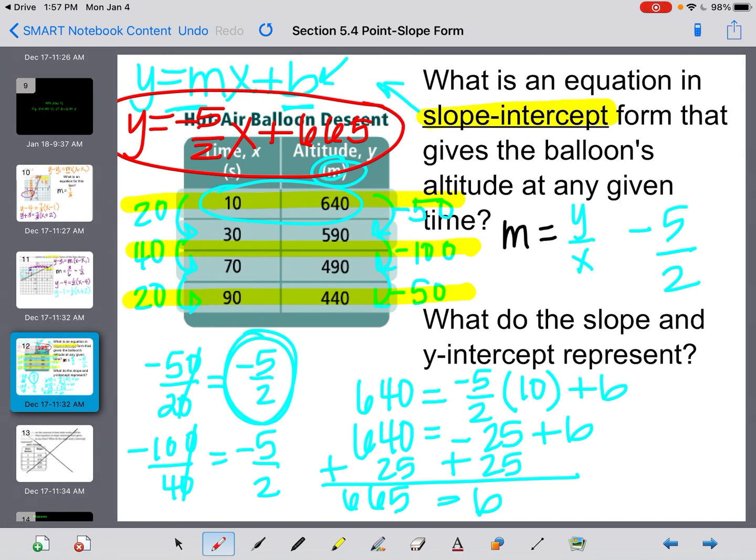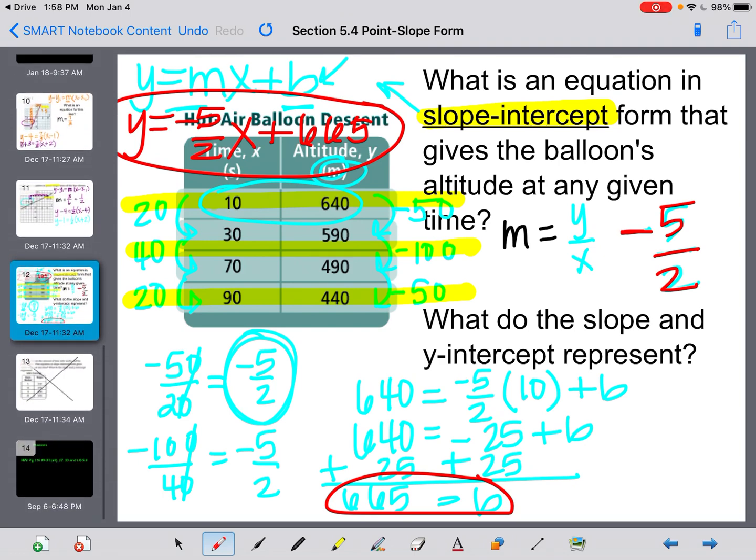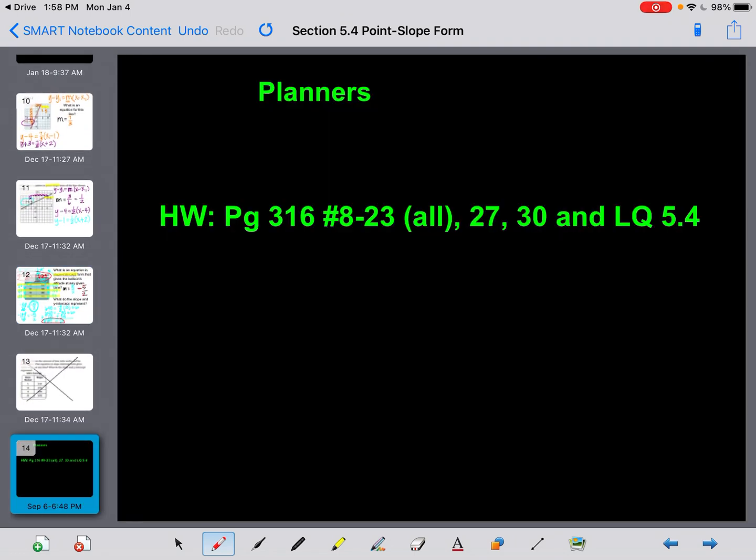Okay, then the last thing is it wants to know, what do these represent? What is the slope and the y-intercept? Well, the slope is telling me that this balloon is going down, because of the negative, down by 5 meters every 2 seconds. Okay, this 665 for my y-intercept tells me that that's the altitude that it started at. All right, that should be the rest of this lesson.